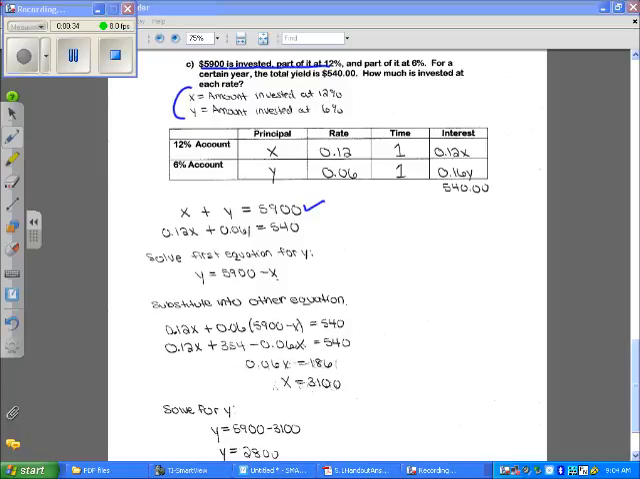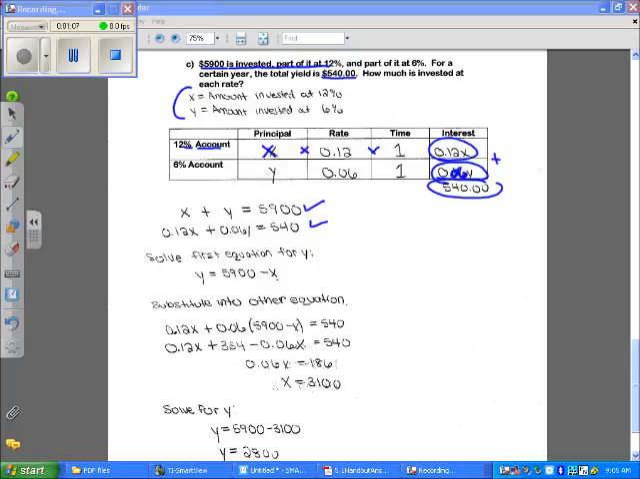The total interest that they made was $540. If I invested x amount at 12%, then x times the principal times the rate times the time is equal to 0.12x. That's how much interest I made off the 12% account, plus how much I made off the 6% account. That should be 0.06 there, I just noticed. Should be equal to 540. So if I add these up, I get my next equation. Okay, so those are my two equations. Again, notice there was a typo there, so we'll continue from there.